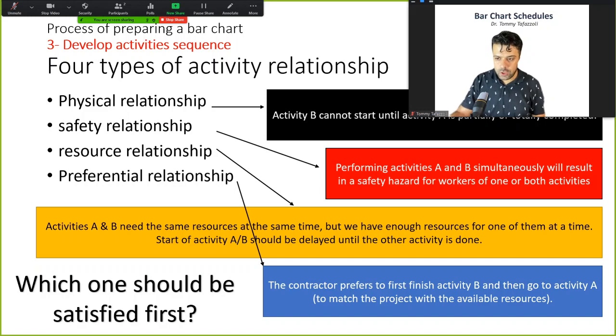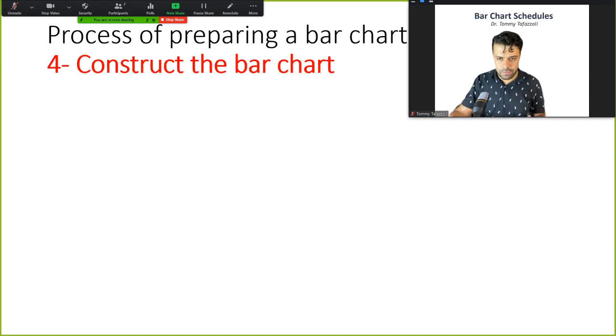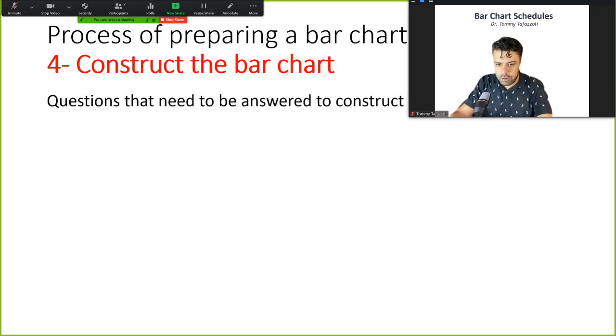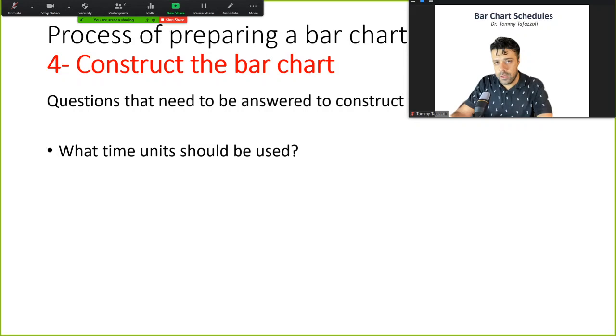So which one should be satisfied first? Obviously, physical relationship. It's a very strong thing. There is no way that you can ignore a physical relationship or physical relationship requirements. So once all of them are ready to go, you go ahead and construct a bar chart. There are some questions that need to be answered before you could construct a bar chart.